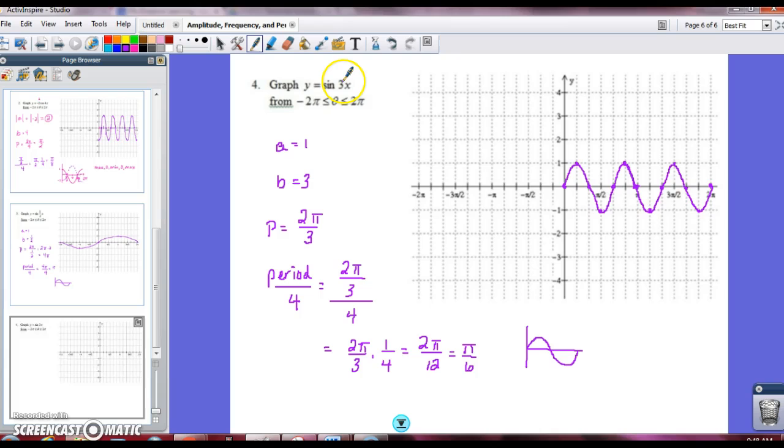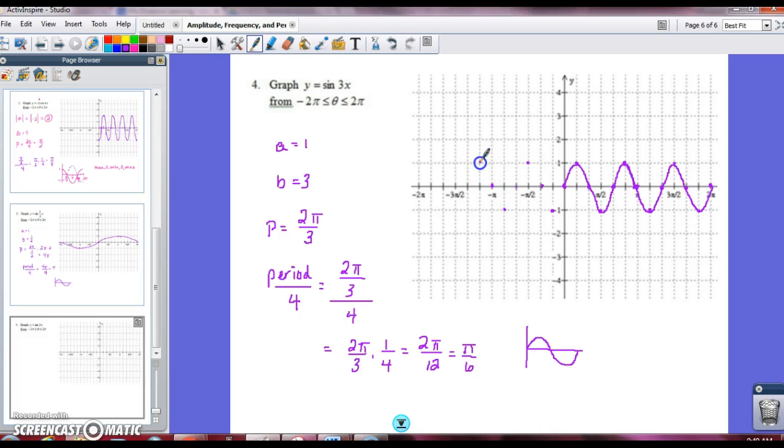Now, notice the frequency was 3. That means the number of cycles I complete between 0 and 2 pi, well, I completed 3 cycles. Here's one cycle, here's a second cycle, and here's my third cycle. Again, you can carry that through all the way to the negative side, out to negative 2 pi.